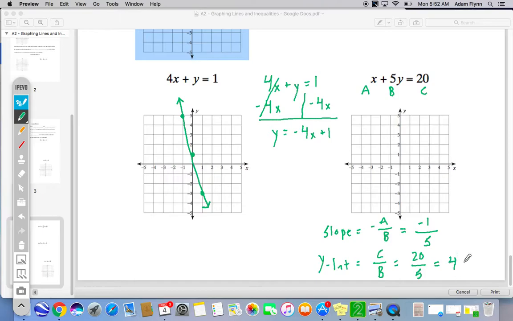So this means I will start at positive 4, my y-intercept. So I'll go up to 4, and I'll make a dot, or my point. And my slope is negative 1 over 5. So my rise is negative 1, so I'll go down 1, and I'll go to the right 5. Because I'm running out of room in this direction, I can also go up 1 and to the left 5. Now I can connect these 3 points.